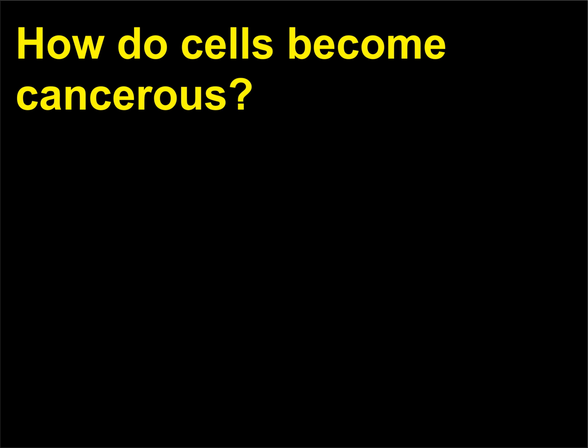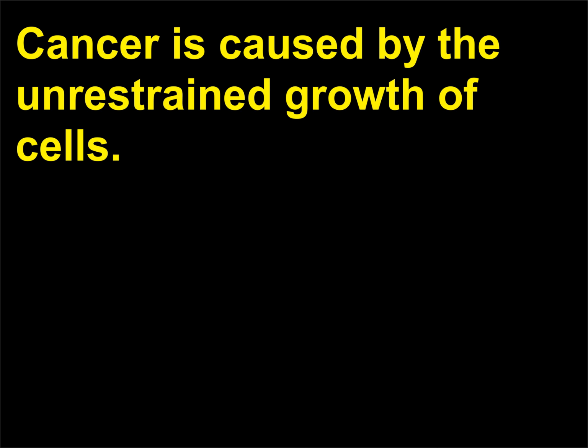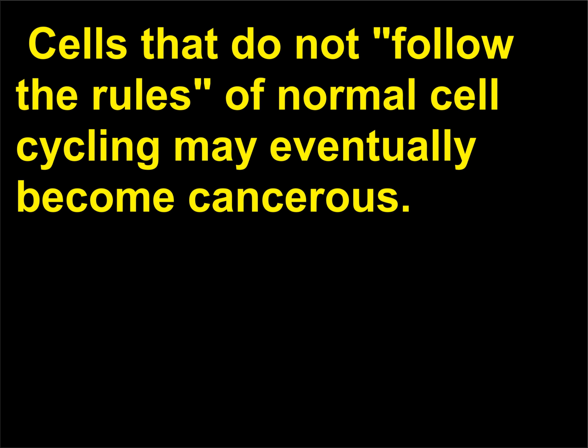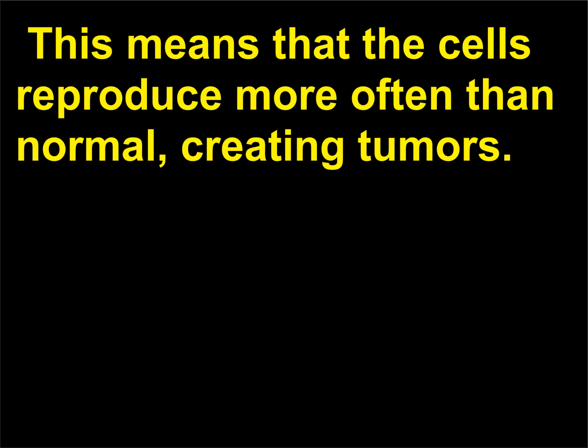How do cells become cancerous? Cancer is caused by the unrestrained growth of cells. Cells that do not follow the rules of normal cell cycling may eventually become cancerous. This means that the cells reproduce more often than normal, creating tumors.